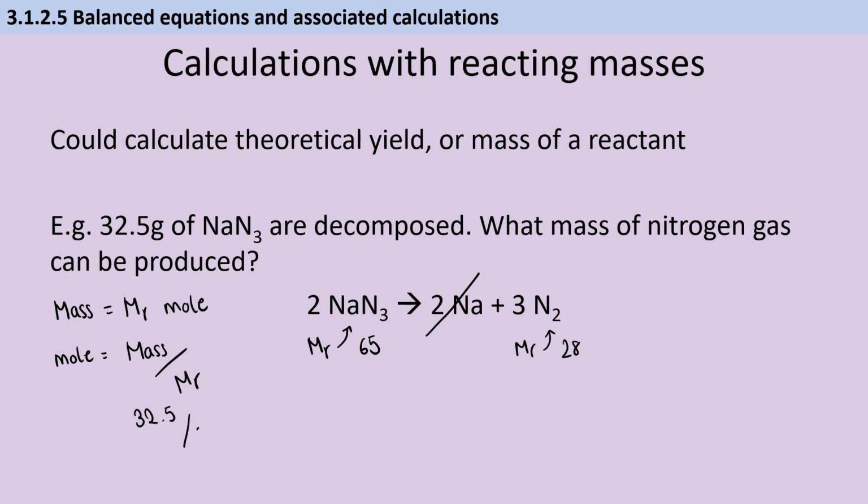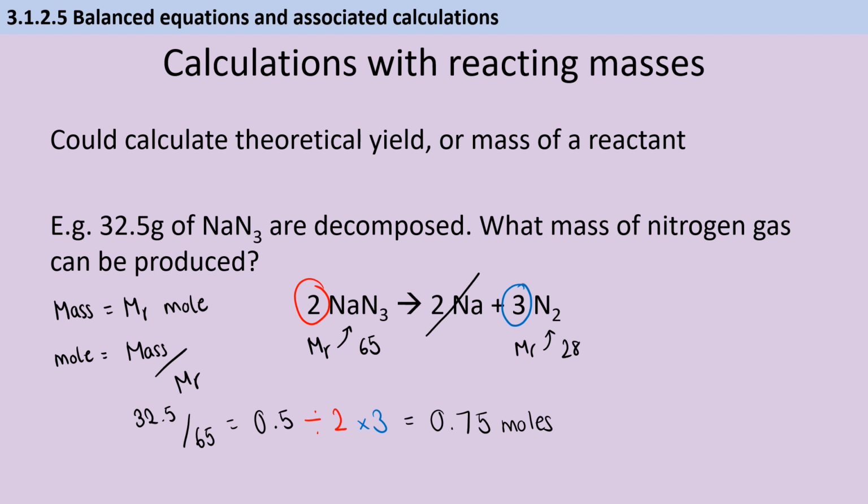So here I'm going to find that I have 0.5 moles of sodium azide. Then I need to look at the coefficients to work out how many moles I have of the second substance, and this is probably the most common thing that students leave out when they're doing these calculations. You divide by the coefficient of the thing you already know about and multiply by the coefficient of the thing you're trying to work out.